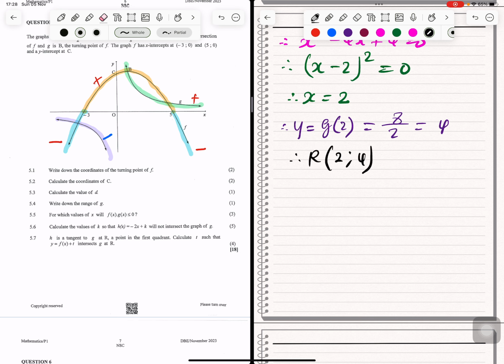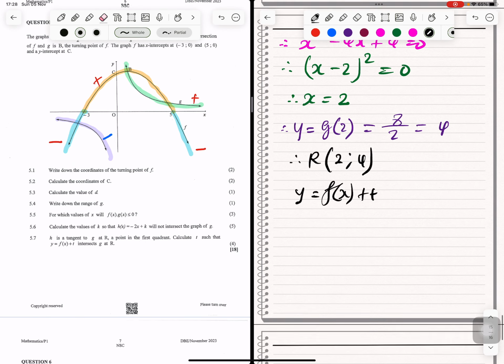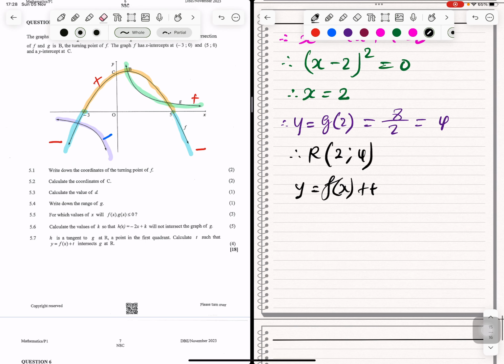t such that y is equal to f of x plus t intersects g at R. So that means you have to use the point R here. The point R is (2, 4). Therefore, this is 4 equaling f of x, which is 2, plus t.